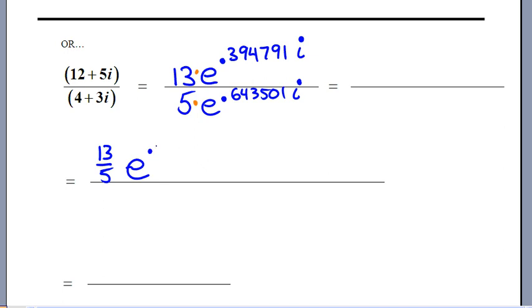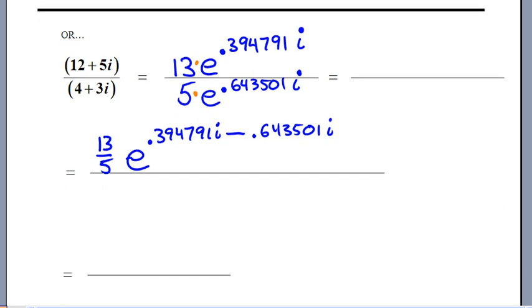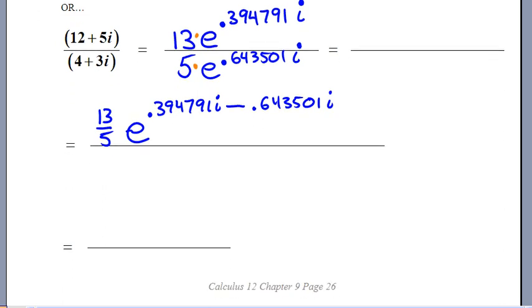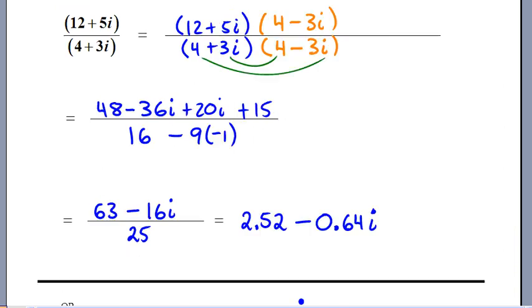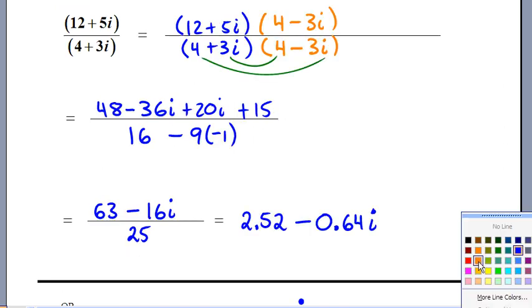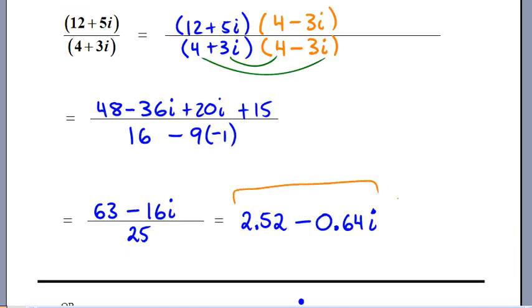So this will be 0.394791i subtract 0.643501i. And you're done. You could write this as 13/5, which by the way is 2.6. That is the absolute value of the number, even if, I know I'm not done yet, but that's the absolute value of this. If you say, hey, calculator, how big is that? It'll say, oh, it's 2.6.